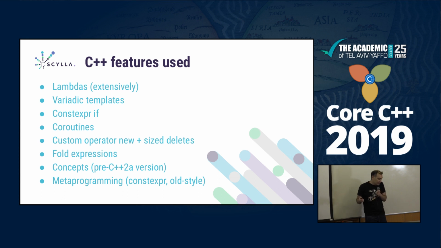We also use constexpr if. This is only in a small number of places because we try to be C++14 compatible, and that's a C++17 feature. So we only use it in a small number of places, and we often have to provide an alternative. Instead, we usually use metaprogramming. Coroutines, we provide that as an experimental feature.